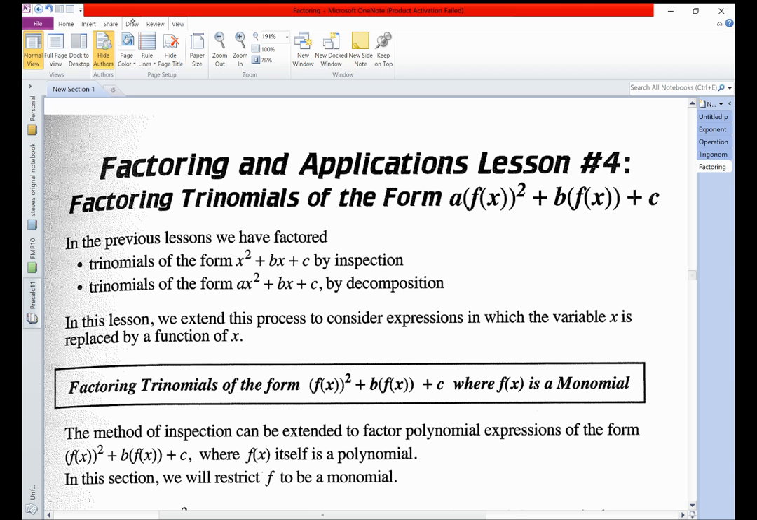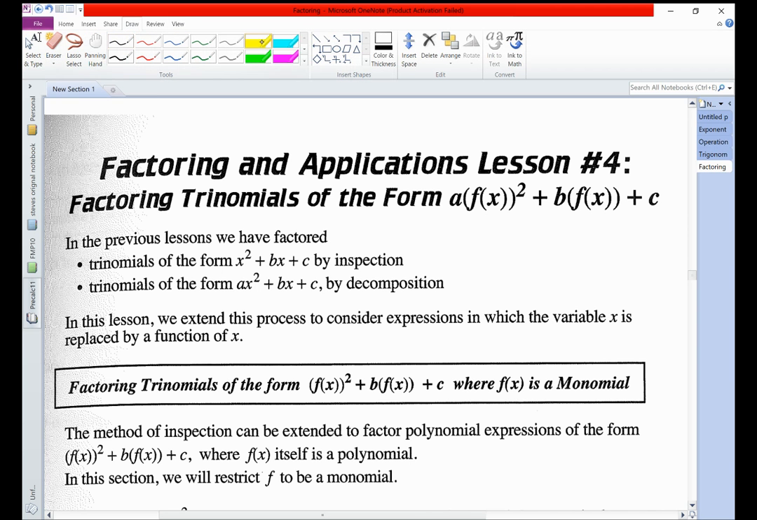Welcome everybody to Factoring and Applications Lesson 4. So last lesson we looked at factoring by decomposition, and we've also looked at factoring trinomials through inspection. And we're going to put these skills to use in this lesson here.